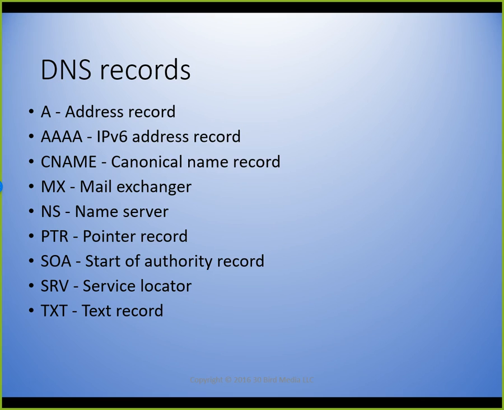NS, a name server, where we get those things, and I'm going to have a process here in just a second, then we'll take a break. A pointer record is a reverse lookup, where instead of using a fully qualified domain name to get an IP address, we use an IP address to get the name of it. SOA is a start of authority, where we start with our authority, and SRV is a service locator. Things like Microsoft Active Directory would be in that.